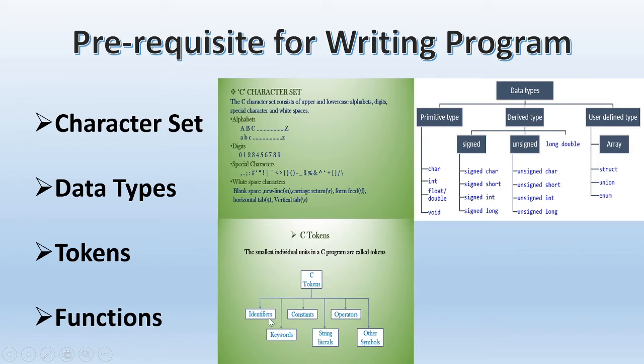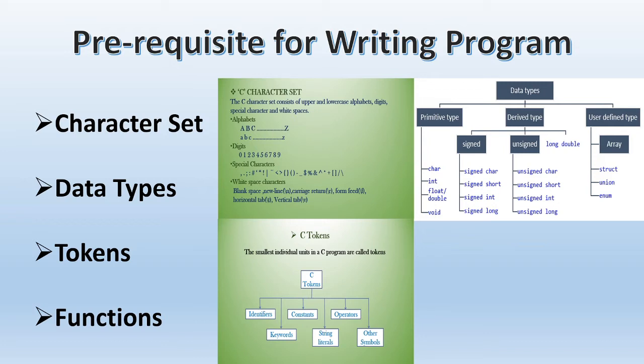Identifiers are basically variables. These are the user defined name given to the memory location, and their value can change during the program run. Constants, on the other hand, are the tokens whose value cannot be changed during the program. Once they are defined, they retain their value throughout the program.